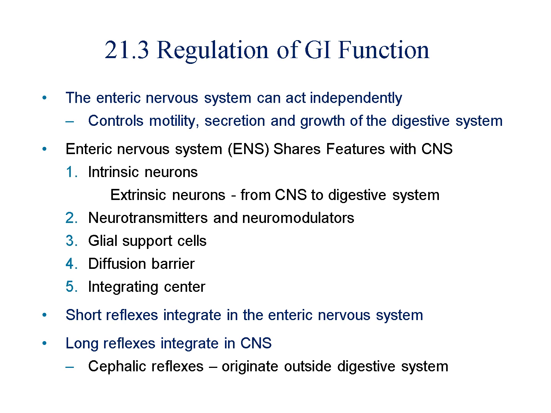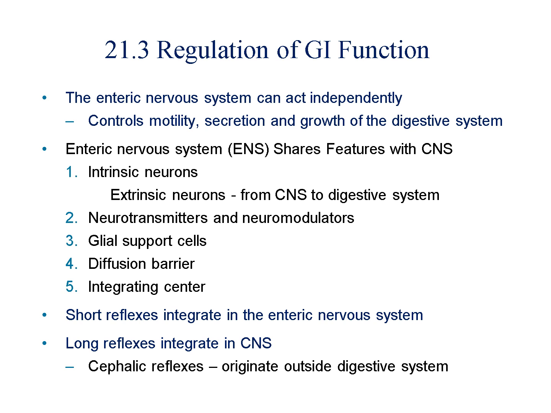The enteric nervous system, often referred to as the second brain, can function independently of the central nervous system. It plays a critical role in controlling motility, secretion, and the growth of the digestive system. The enteric nervous system shares several key features with the central nervous system.